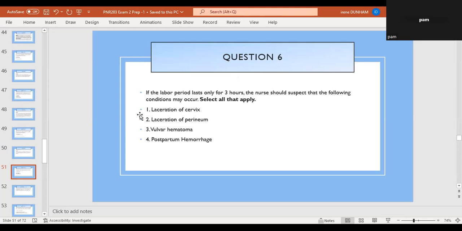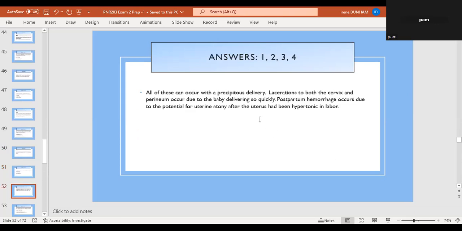So I know that a laceration of the cervix can happen. A laceration of the perineum can happen. I can get a vulvar hematoma because she's delivering too quick, and also precipitous labor I know can lead to postpartum hemorrhage. But then I choose all that apply, so I would choose all of them, 1, 2, 3, and 4. Let's see if I'm right. You think I'm right? Yeah, 1, 2, 3, and 4.